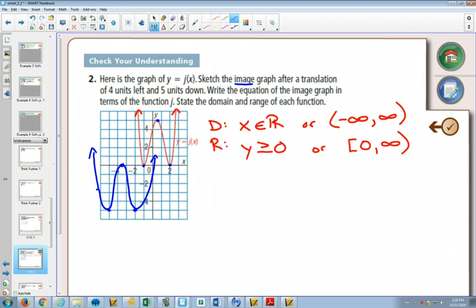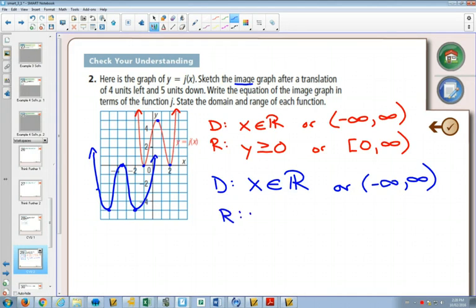And in our blue graph, the domain again is all real numbers. And now, since it's been moved down 5, our range starts at negative 5.